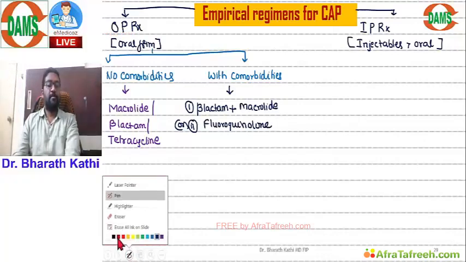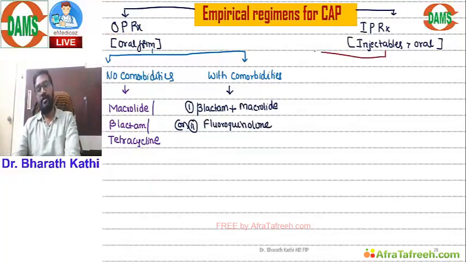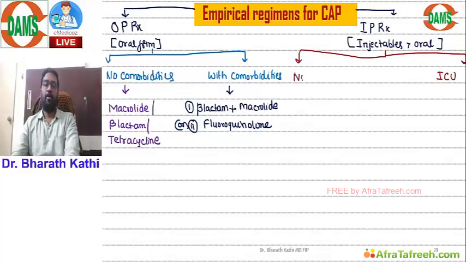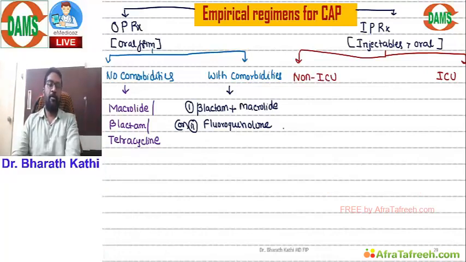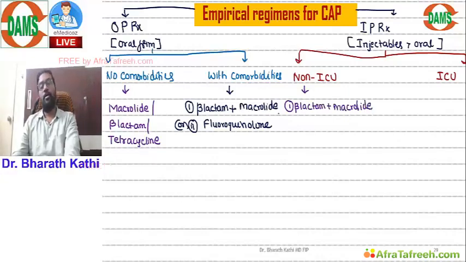Now if it is inpatient treatment, where exactly in the hospital? Is it in the ICU or in the ward? Non-ICU means ward. If it is non-ICU, the preferred regimen will be injectable beta-lactam with macrolide, or monotherapy with fluoroquinolone.